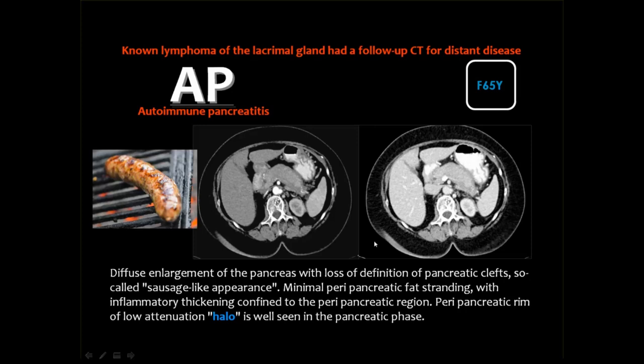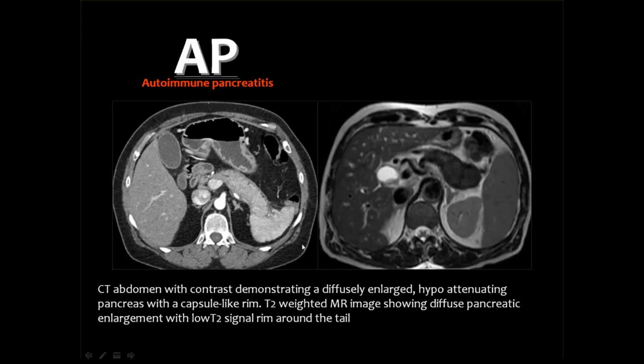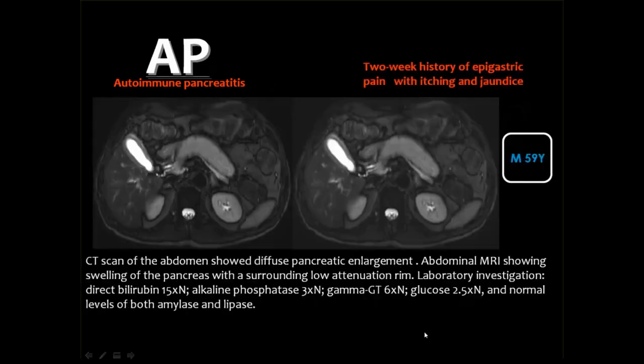autoimmune pancreatitis. Then this is, once more, the pancreas is diffusely swollen, it is homogeneously enhancing, and the pseudocapsule or the hypodense rim is seen around the pancreas. And this is the appearance by CT, where you see the pancreas is swollen and there is what looks like a capsule surrounding the pancreas, and this is its appearance by MRI T2 weighted image, where you see the rim or the halo as a low signal intensity shadow.